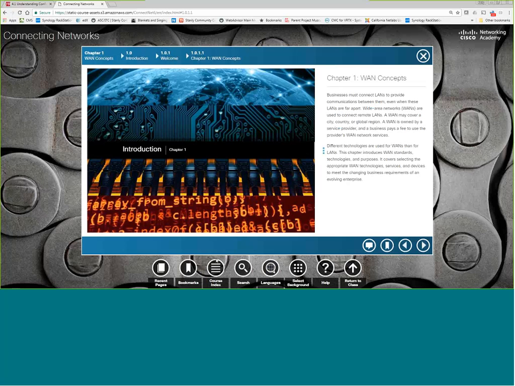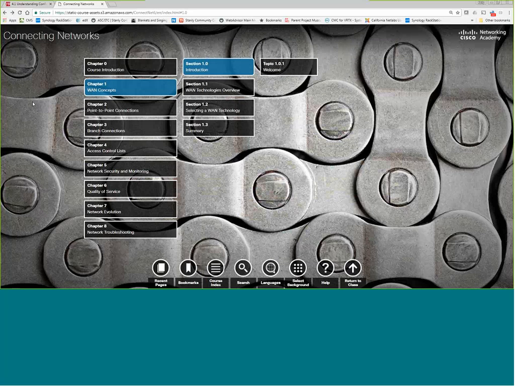We're going to start. Now, this entire section on connecting networks deals with what I call the WAN or connecting WAN. So we're going to look at WAN concepts today. Chapter 2 is point-to-point connections. We're going to look mainly at point-to-point protocol. With branch connections, we'll be looking at VPNs, GRE tunnels, those types of things.